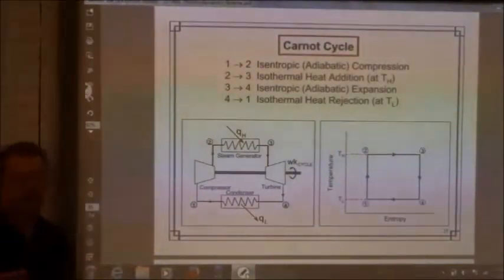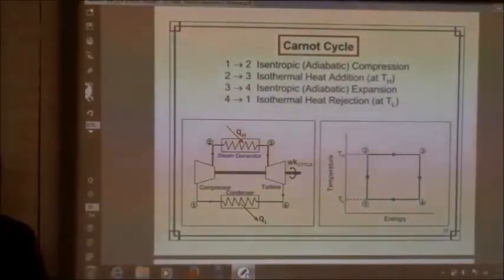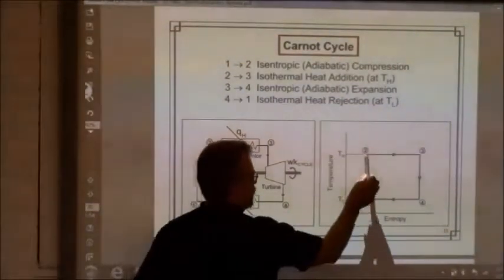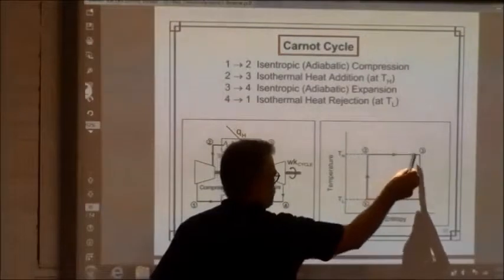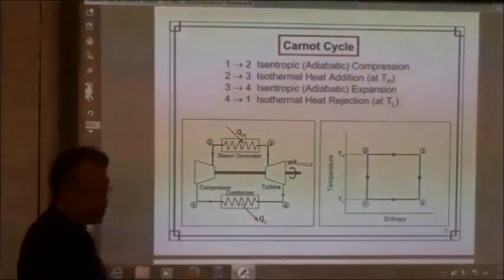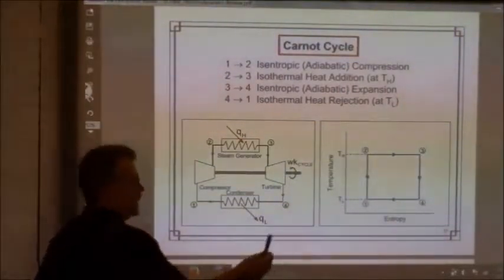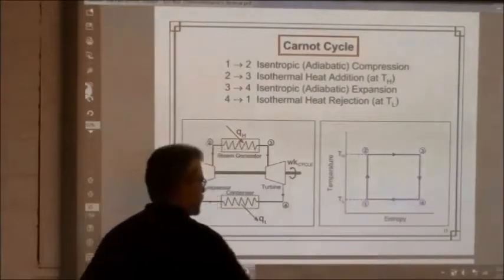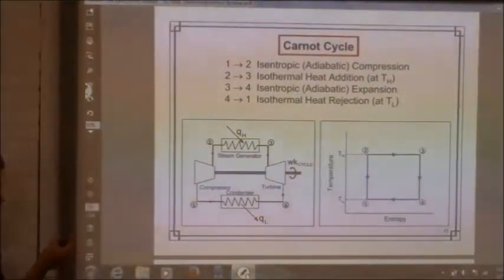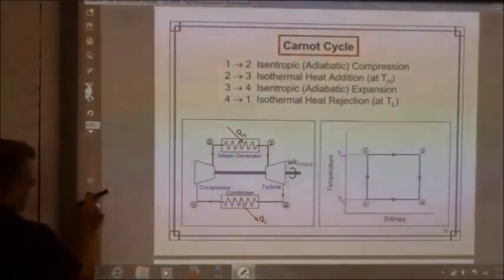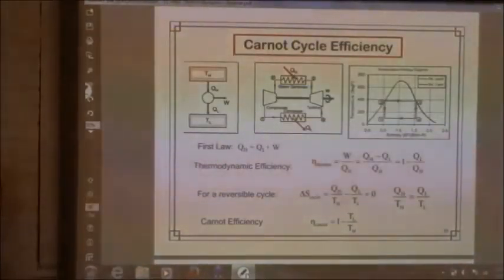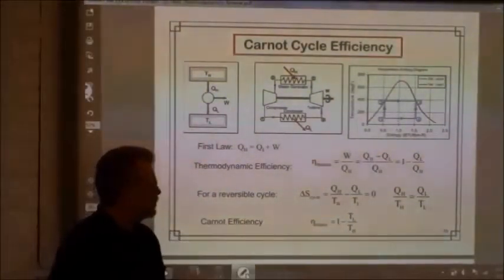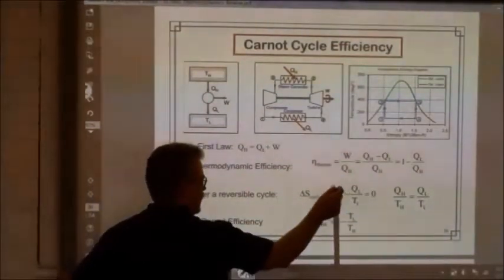The best of all possible cycles is one in which each of the processes are reversible. So when we were looking at our boiling spaghetti, we noticed that heat addition at a constant temperature is reversible because we're basically changing phase. And if we have isentropic expansion and compression, this then, on a temperature entropy scale, is the best of all possible thermodynamic cycles.